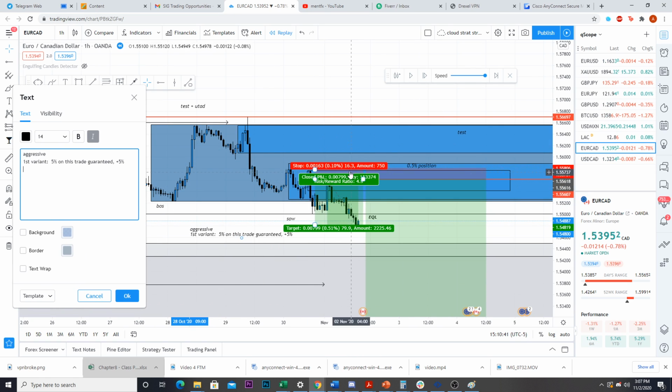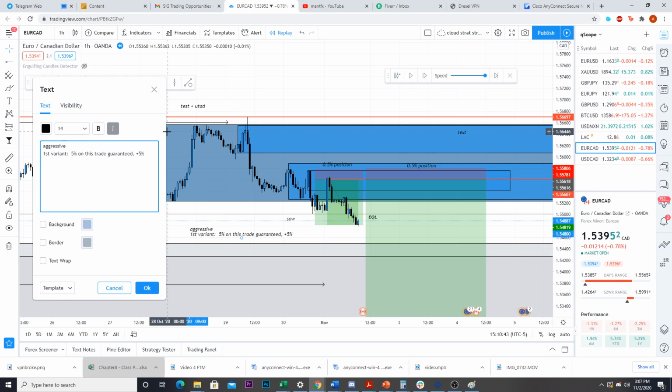But now we're looking at the other variant of it, the aggressive with the stop loss with two trades open. So what's happening is the second variant is to open a 0.5% here and a 0.5% here. Now, at this point, what has happened? Well, you're now guaranteed your 2.5% on this trade.